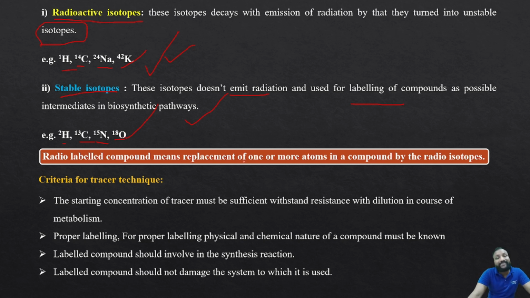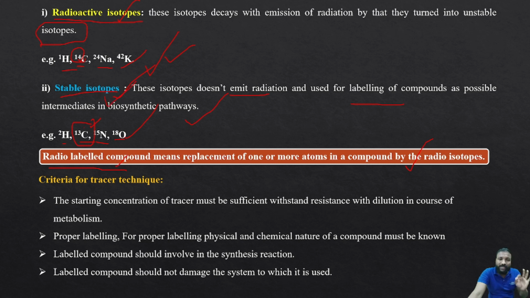A radio labeled compound means replacement of one or more atoms in a compound by radioactive isotopes. In the labeled or stable isotope, it is stable because it has enough molecular weight. If we increase the molecular weight, it becomes unstable. So in the stable form we substitute radioactive isotopes so that it becomes a radio labeled compound. Here it is a radioactive isotope, radio labeled.